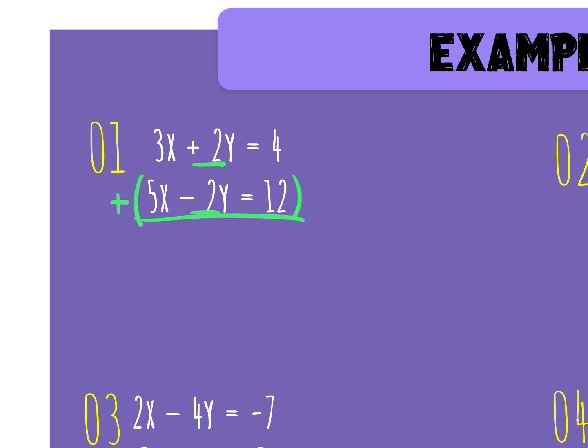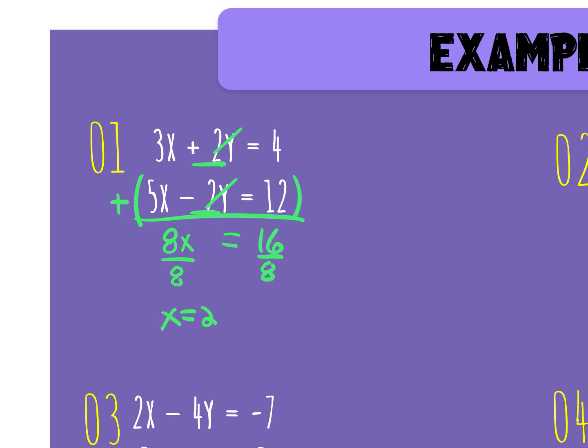So let's add 3x plus 5x. What does that get you? 8x. And let's add 2y minus 2y. What does that get you? 0. So this is where we eliminate one of our variables, right? That's why it's called elimination. And then we do 4 plus 12. What does that get you? 16. And then we're left with this equation: 8x equals 16. So what is x? Good, right? Divide both sides by 8, and we should get x equals 2.